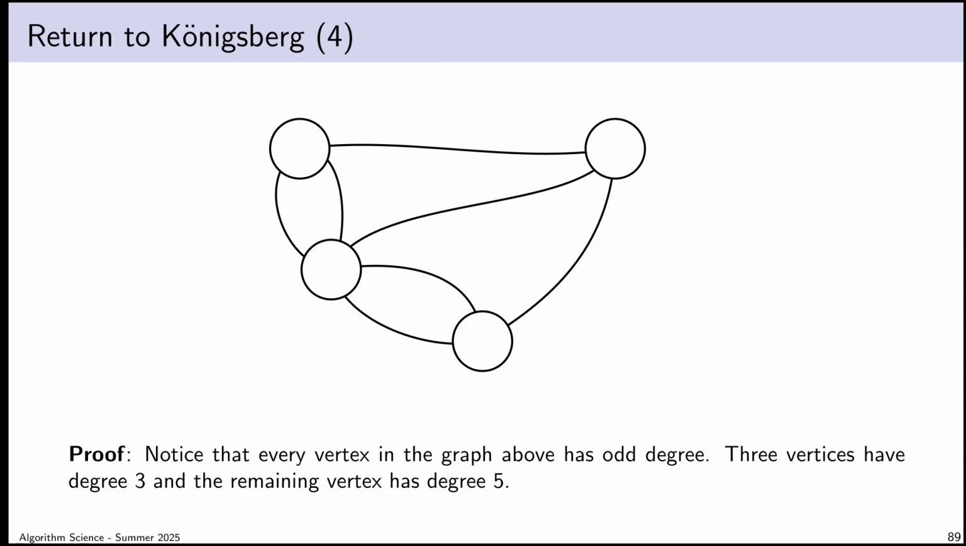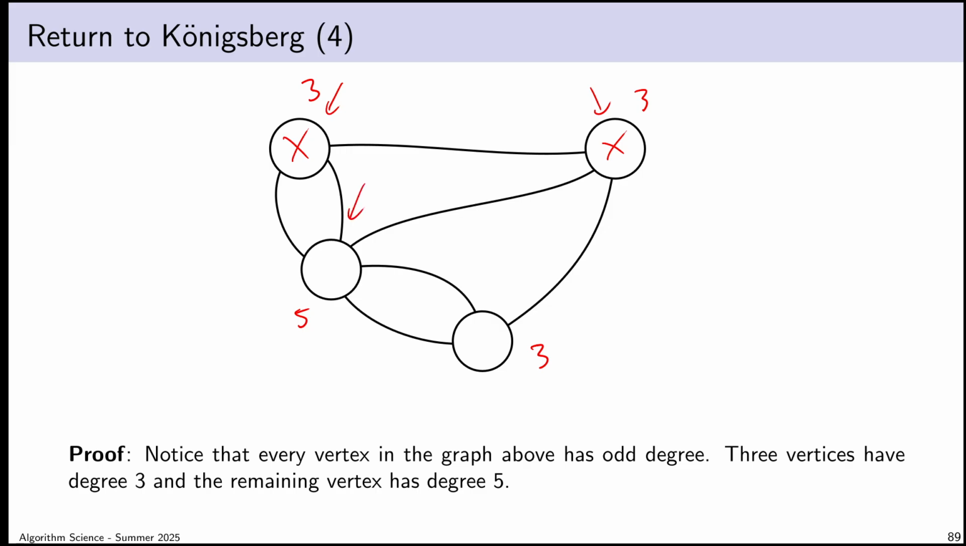Here's what we do. It turns out that it comes down to the degree of each vertex. Notice that every vertex in the graph has a degree which is an odd number. So this vertex has degree 5. All of the other vertices have degree 3. And this is going to be a problem because let's think about what our trail has to do. Suppose I pick a starting point and an ending point. So our trail is going to start here and end here.